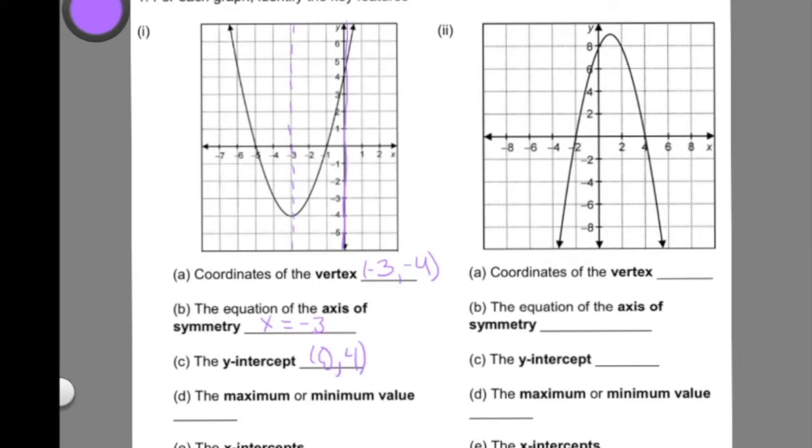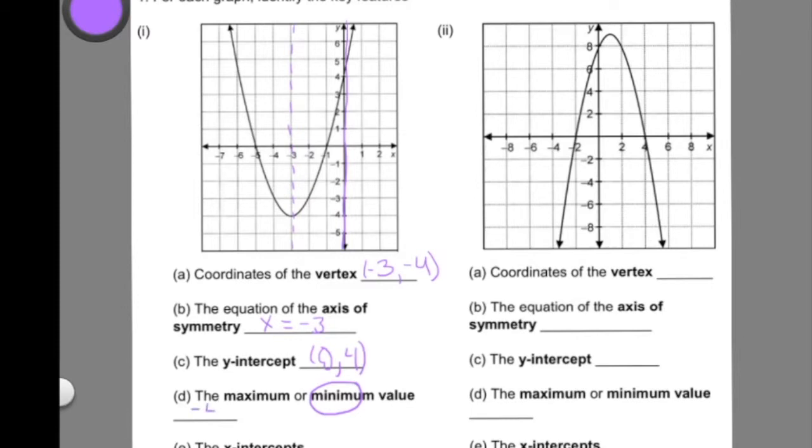The maximum or minimum value. Remember that if this hits a low point, we have a minimum value. If it goes up like a mountain, it has a maximum value. So this has a minimum value. And what is that minimum value? What is the lowest point that this reaches? -4.